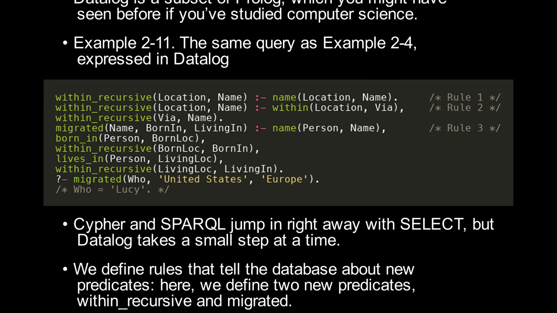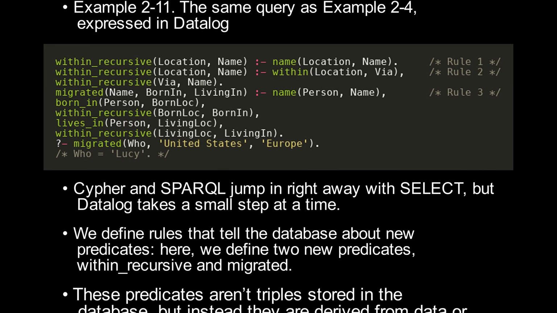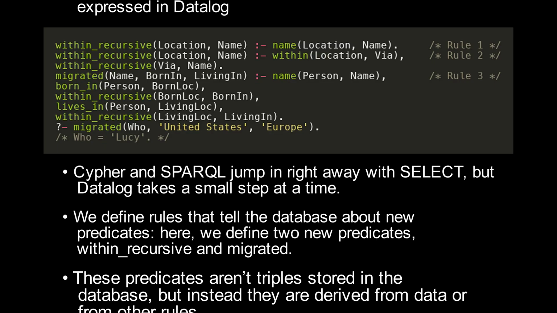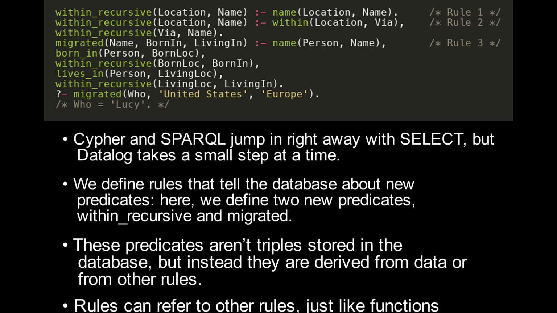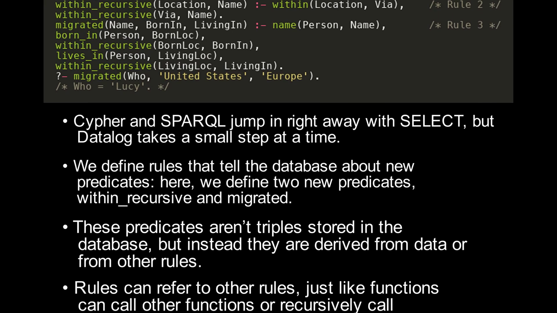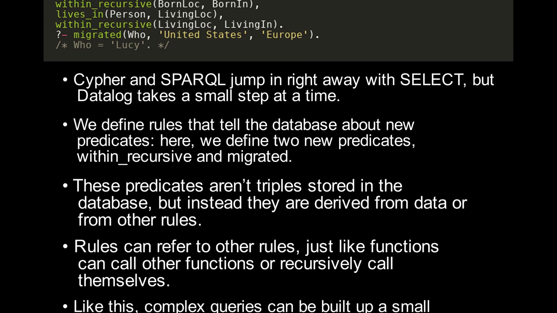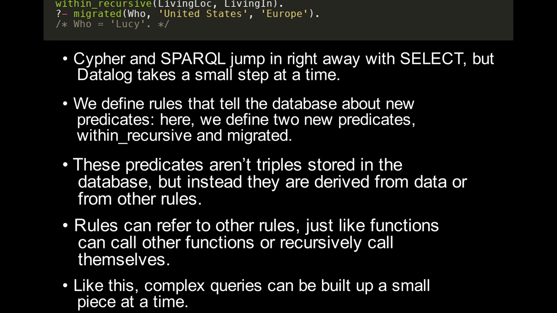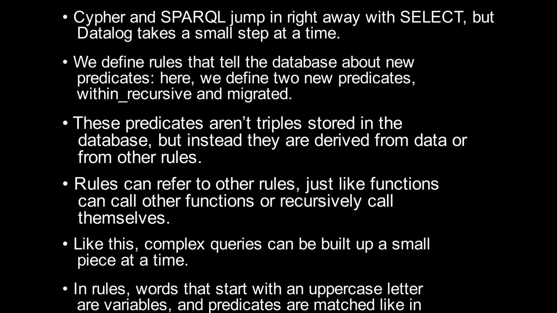Cypher and SPARQL jump in right away with select, but Datalog takes a small step at a time. We define rules that tell the database about new predicates. Here, we define two new predicates, within_recursive and migrated. These predicates aren't triples stored in the database, but instead they are derived from data or from other rules. Rules can refer to other rules, just like functions can call other functions or recursively call themselves.